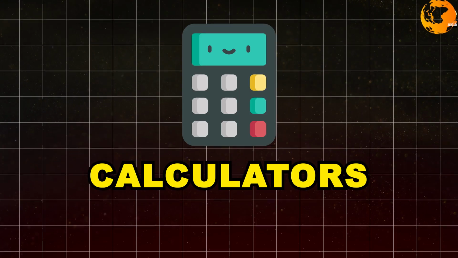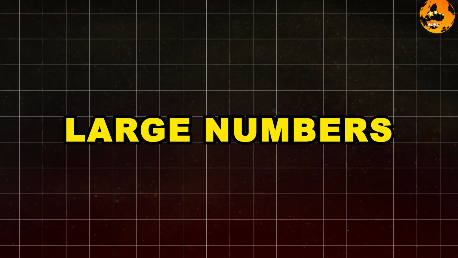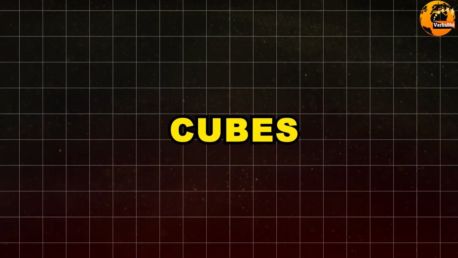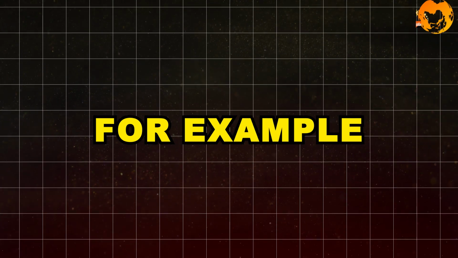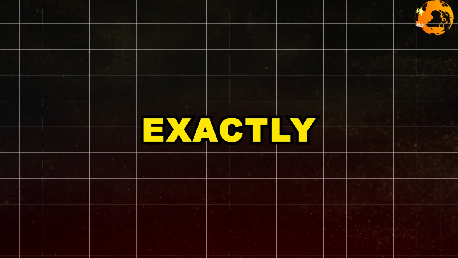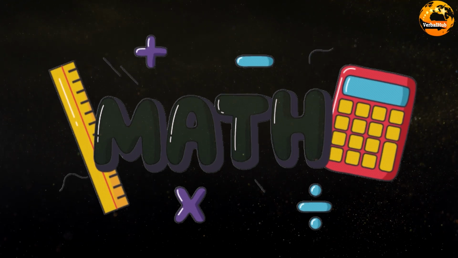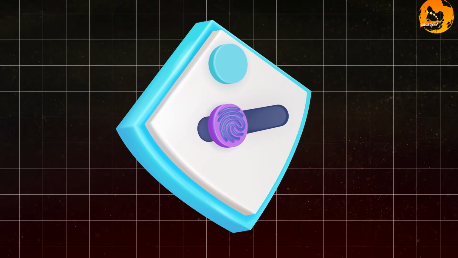CAT doesn't allow calculators, so sharpen your mental math. Practice approximation techniques for large numbers and brush up on squares, cubes, and percentage conversions. For example, instead of calculating 19.8 by 9.95 exactly, round it to 20 times 10, which is equal to 200. Apps like Mental Math or Math Tricks can make this practice fun and effective.